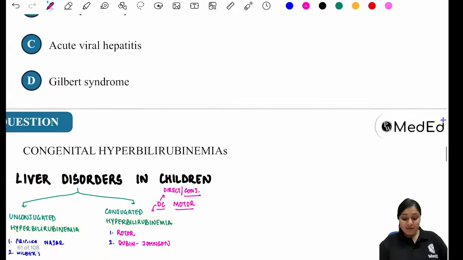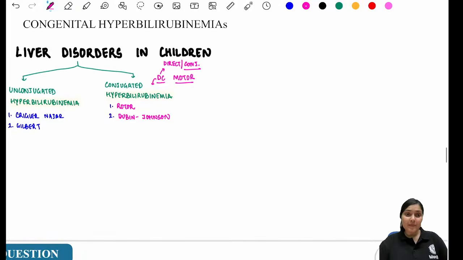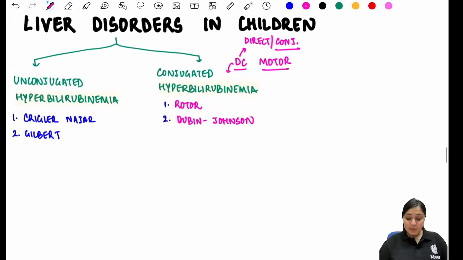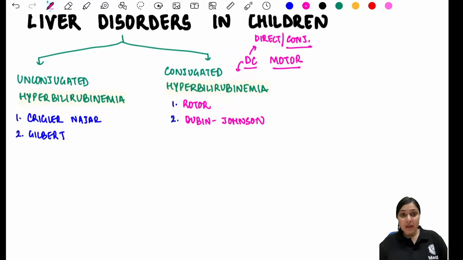For that, let's just revise the congenital hyperbilirubinemia conditions. We have unconjugated and conjugated hyperbilirubinemia. Unconjugated, remember two conditions, Crigler-Najjar and Gilbert, and in conjugated, remember Rotor and Dubin-Johnson. There is a mnemonic, DC motor. D is direct or conjugated bilirubin. If you reverse motor, this becomes rotor, and D is for Dubin-Johnson. So remember DC motor: rotor syndrome and Dubin-Johnson syndrome produce conjugated hyperbilirubinemia.